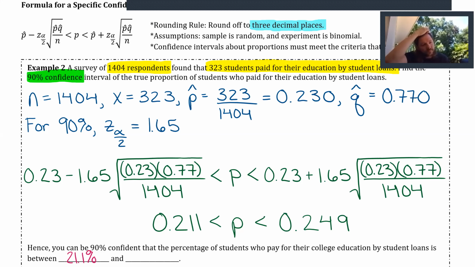Okay, so therefore we can be 90% confident that the percentage of students who pay for their college education by student loans is between about 21.1% and 24.9%.